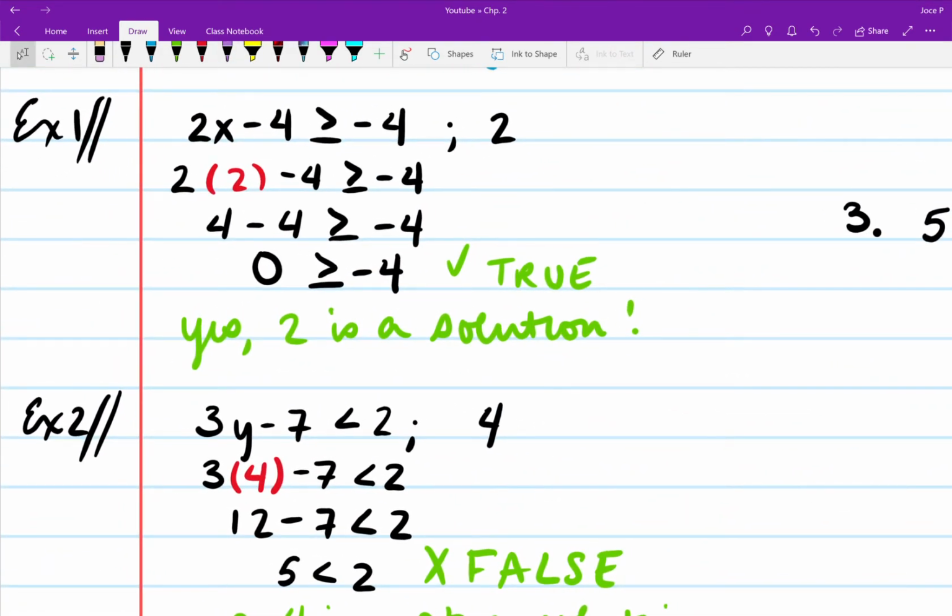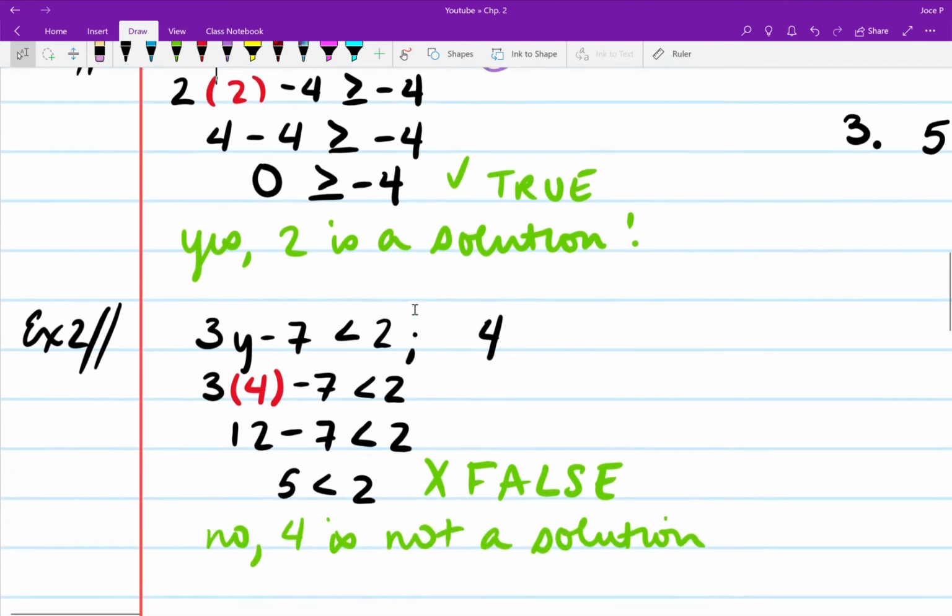Example 1: is 2x minus 4 greater than or equal to negative 4? Well, let's find out. We're going to substitute 2 in for x. 2 times 2 minus 4. Is it greater than or equal to negative 4? Well, then we have 4 minus 4, which is 0. Is 0 greater than or equal to negative 4? This is true. So yes, 2 is a solution.